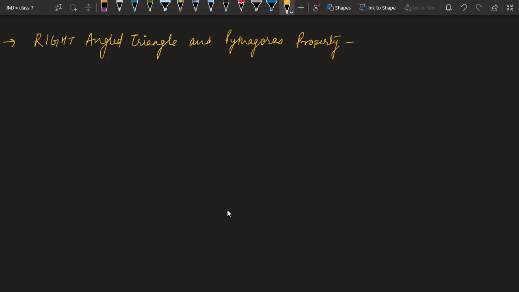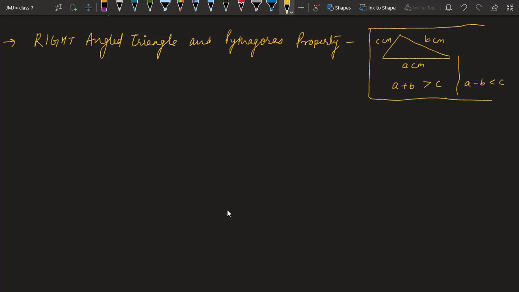Good evening, students. In the last class we discussed inequalities in triangles, in which we saw that if a triangle has three sides, suppose A centimeter, B centimeter and C centimeter, the sum of any two sides is always greater than the third side and the difference of any two sides is less than the third side. This we have seen in the previous case.